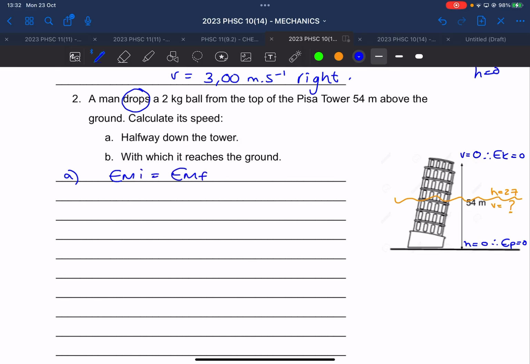So, how should you know that you should use this formula? Because they say something is dropped. Something falls. Something is in free fall. That is your clue. So you'll see I immediately go to this formula. Why do I do that? Because they ask about height and velocity.